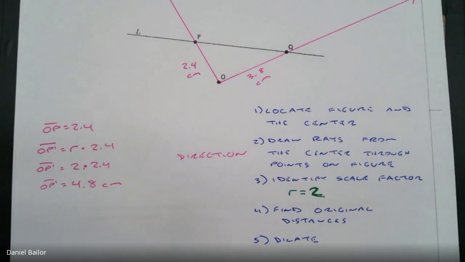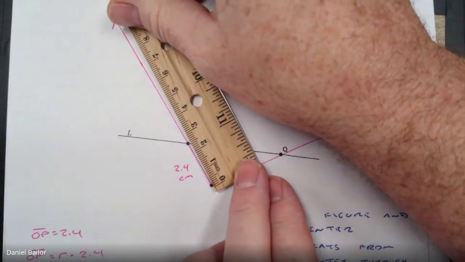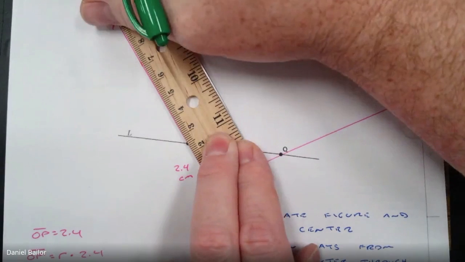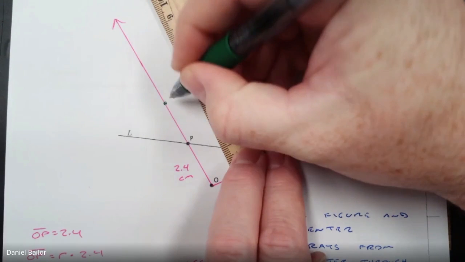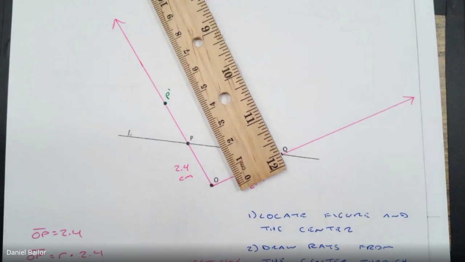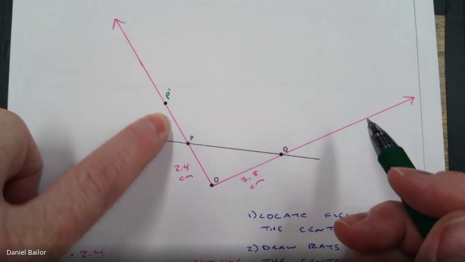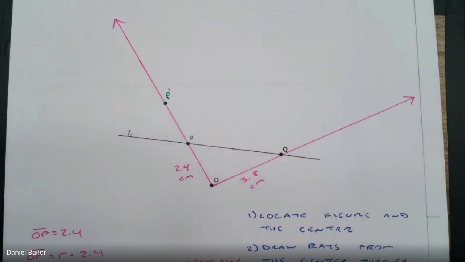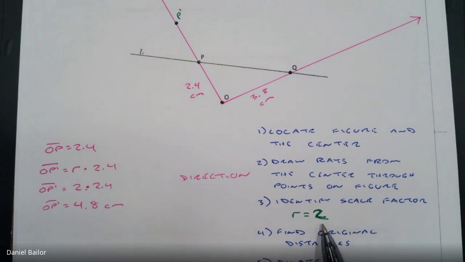So on my diagram, I'm going to get my ruler again, and this time instead of 2.4, I'm going to put a point at 4.8, which is right here. That's going to be P prime. And if you look, you can even see with your eyes that this looks double the length. This was the original. This is the new. It's twice as far. The reason it's twice as far is because the scale factor is 2, twice.